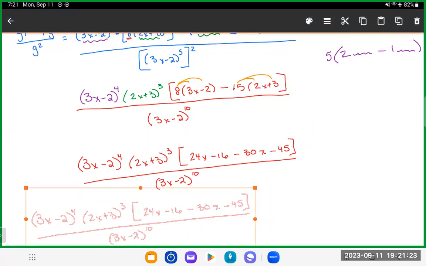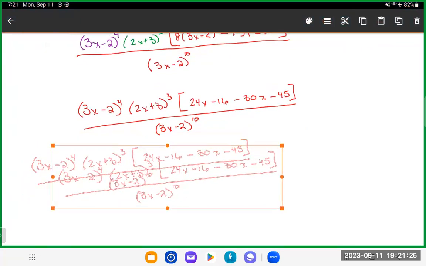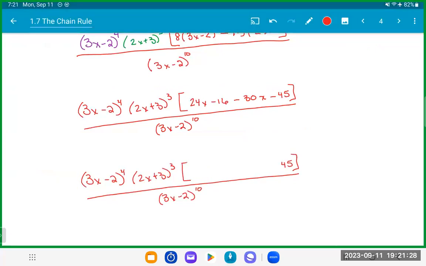Okay. So we end up with 24x minus 30x, so that gives me negative 6x. We have negative 16 minus 45, so that gives me minus 61.